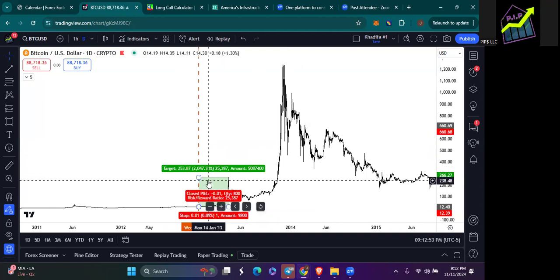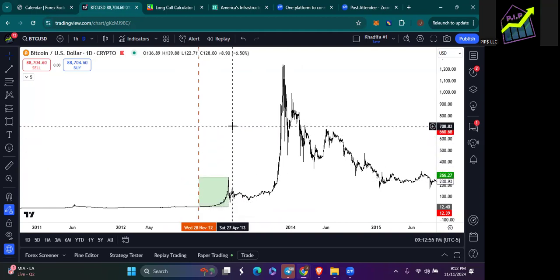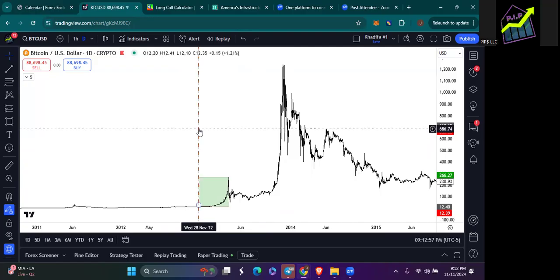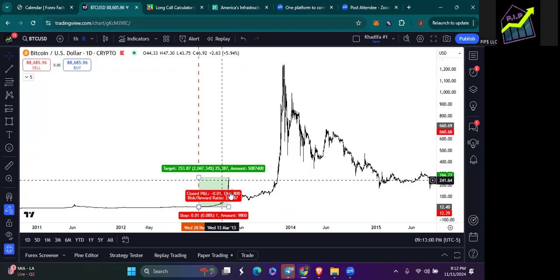So we're gonna look back at the first Bitcoin halving in 2012, right? We see that after the halving that year, in that same year, the year of the halving, Bitcoin increased by over 2000%, right? You see it right here.